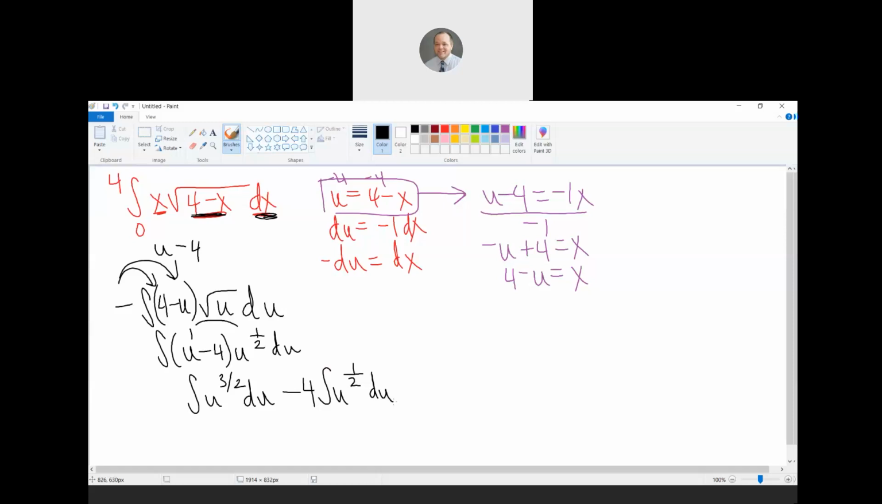We don't need integration by parts. This is just regular power rule deconstructed. So for u to the 3 halves power, we'll just add 1 to the 3 halves, and we'll divide by 3 halves plus 1. So that is u to the 5 halves power over 5 halves, or just 2 over 5 times u to the 5 halves power.